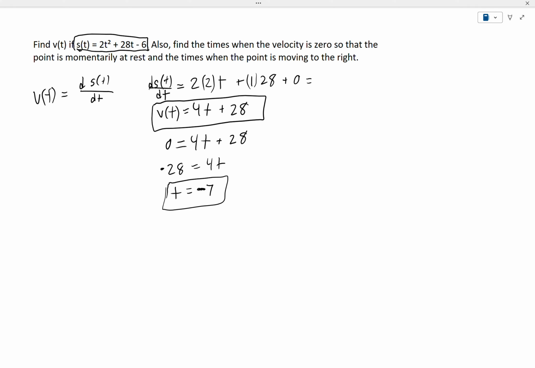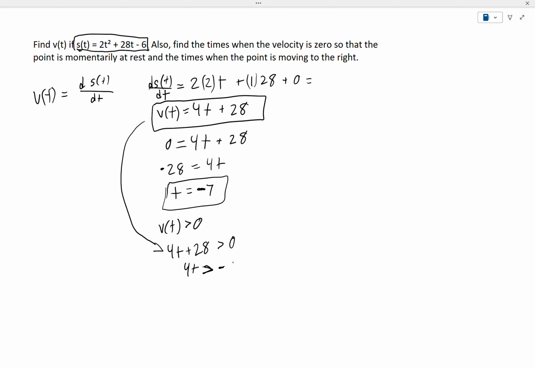And now we're supposed to look at the times when the point is moving to the right. If the point is moving to the right, that means it has a positive velocity. So we're going to say that v of t is greater than 0. And we know that v of t is given by this equation up here, so you just plug that in for v of t. And we get this. Now our goal is to solve for t, so you're going to subtract 28 from each side.